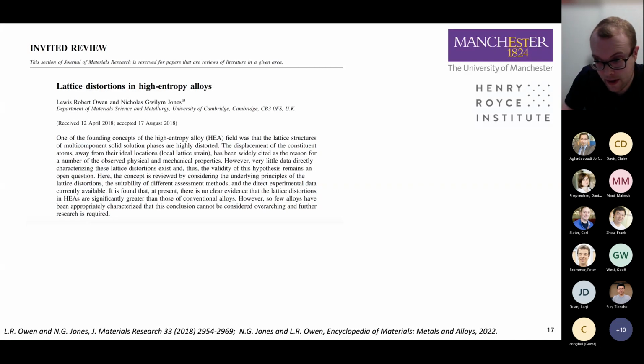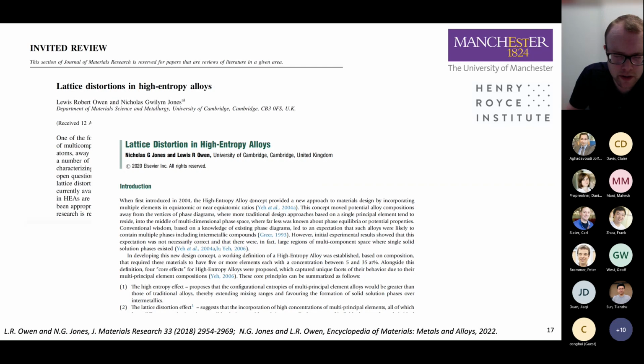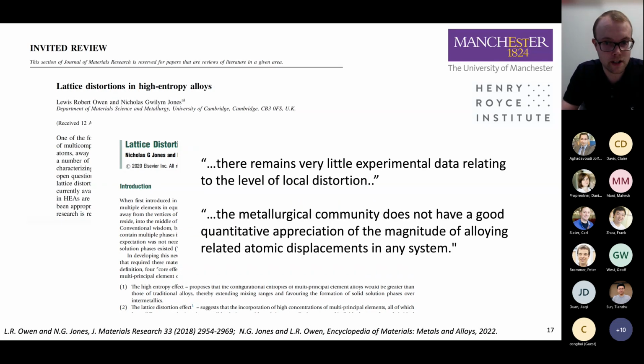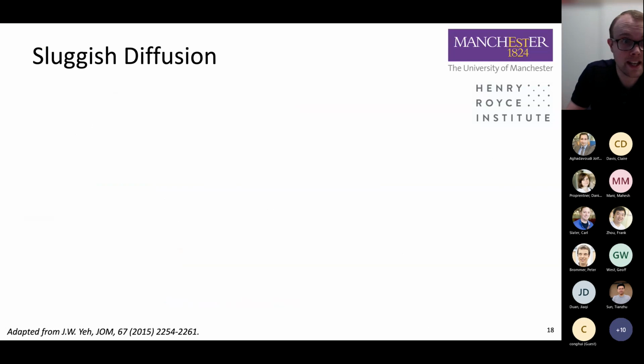Anyway, if you're interested in this, I do recommend these two reviews by Lewis and Nick Jones. Lewis, as I said, is now at the University of Sheffield, and all the references are in the list at the end of my presentation. To quote them, there remains very little experimental data related to the level of local distortion in high entropy alloys, and the metallurgical community does not have a good quantitative appreciation of the magnitude of alloying related to atomic displacements in any system. So actually, there's a lot of work to be done here.